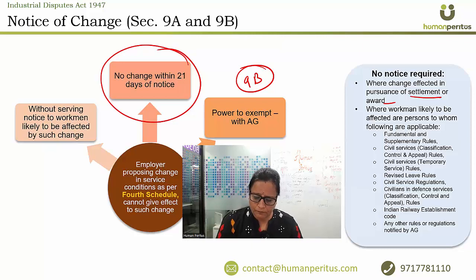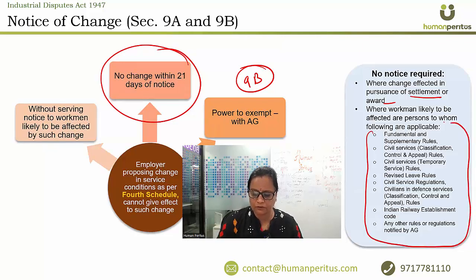And secondly, where the workers are covered under certain rules. If workers are working with such organizations where different rules are applicable, for example, the fundamental and supplementary rules, or the civil services classification, control and appeal rules, and so on, then the requirement of serving 21 days of notice is not applicable at all, right? Because they are covered by different leave rules. So for them, the employer need not serve notice to his or her workers.